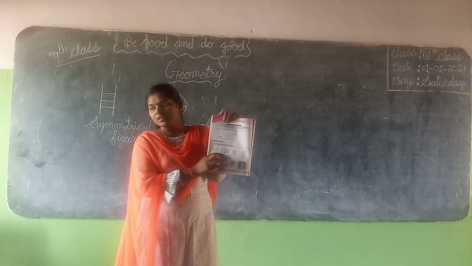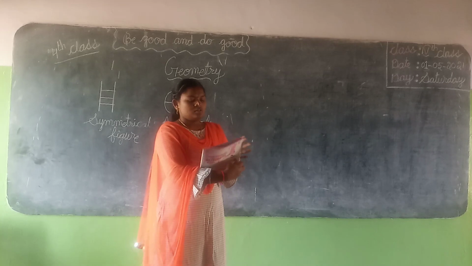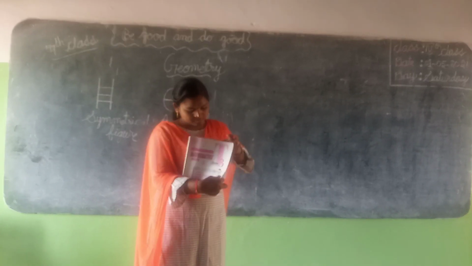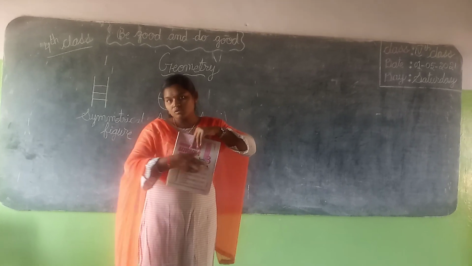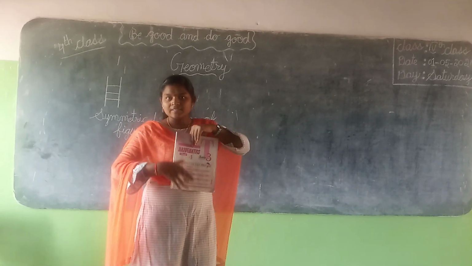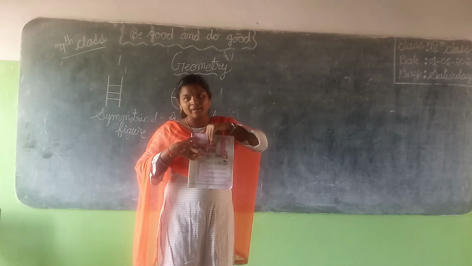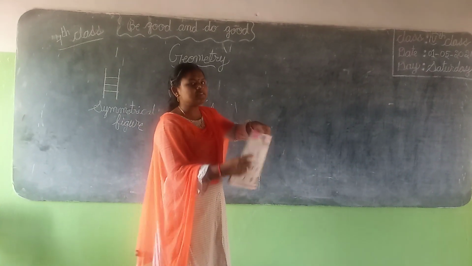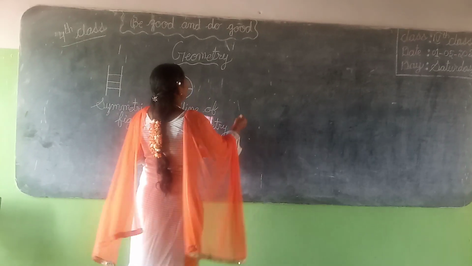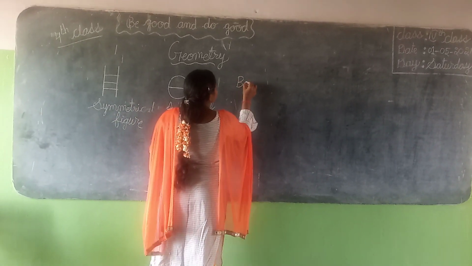Next, the book. If we cut this book into two parts, or fold this book, the two parts are the same length. Equal pieces have equal lengths. So the book is symmetrical.